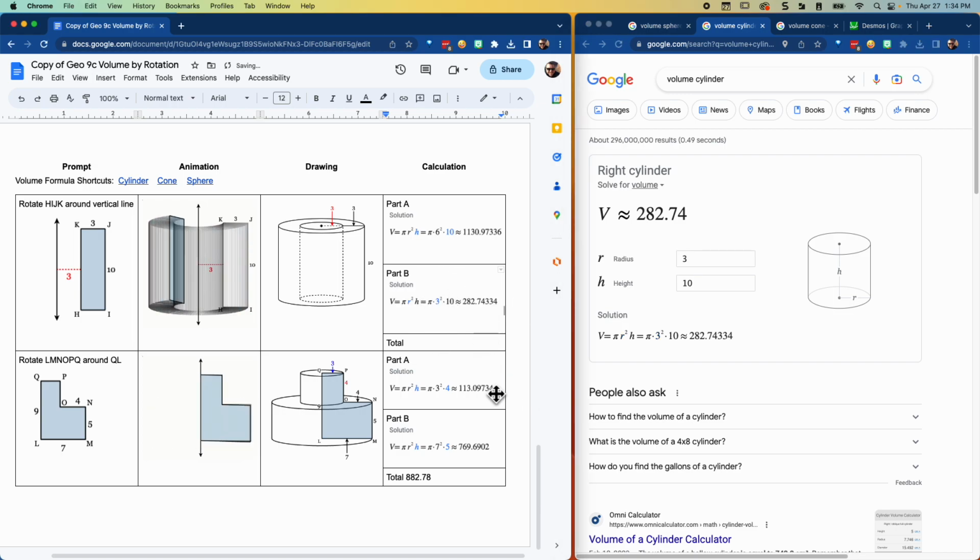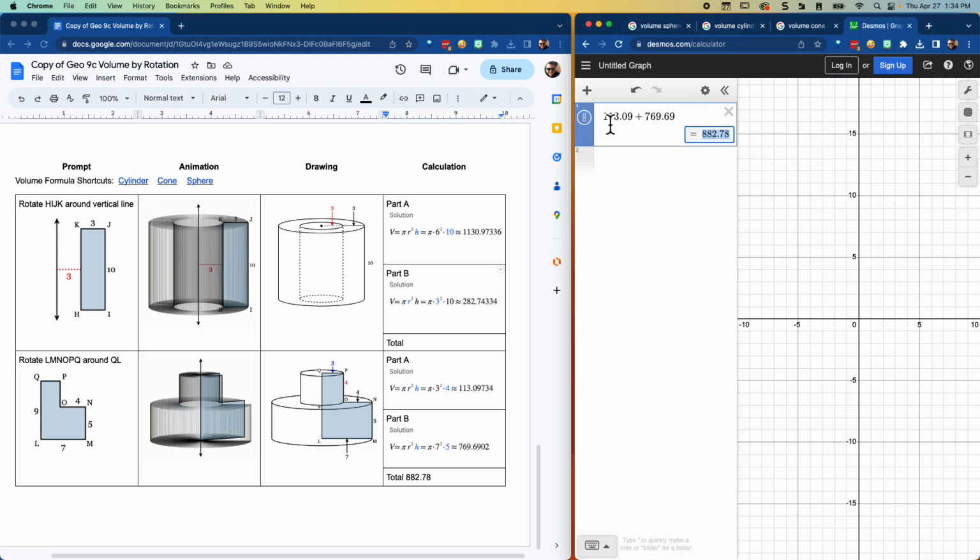So I'm going to add those two numbers together. We have 1130.97 plus 282.74. And that gives me 1,413.71 for my total.